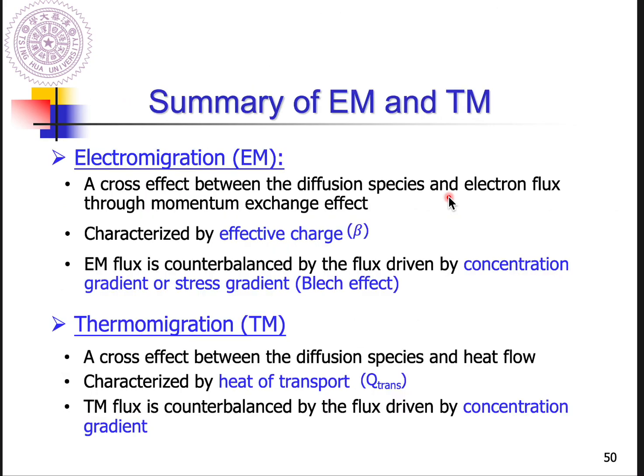So I'll give you a summary of electron migration and thermal migration. Electron migration is the cross effect between the diffusing species and electron flow. The parameter beta, called effective charge, can give you some idea about the direction of diffusing atoms driven by this electron flow. And thermal migration is also a cross effect between the diffusing species and heat flow. We use the parameter heat of transport to get an idea about the moving directions of these diffusing atoms driven by temperature gradient.